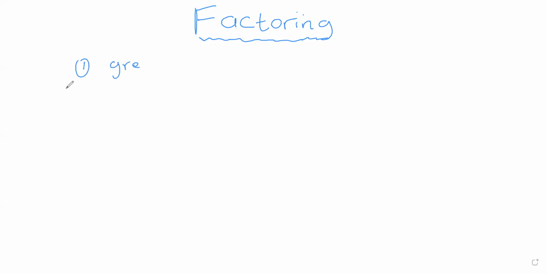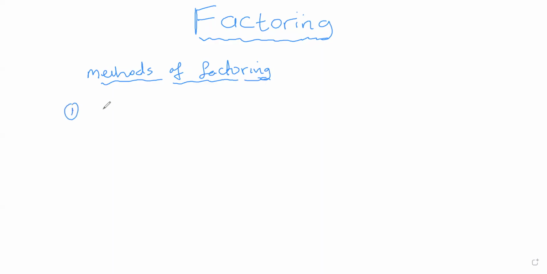So these are methods of factoring. And as I said, we will only be looking at 5 in this module. So the first one is using the method of greatest common factor.